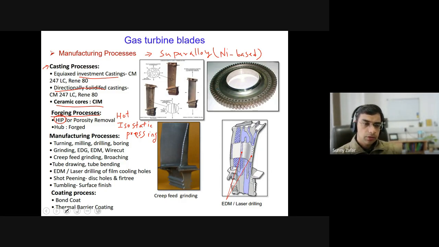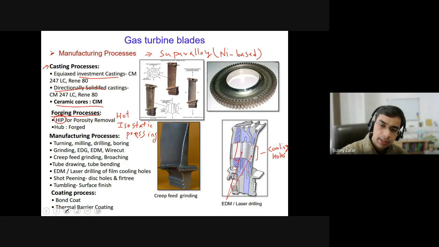Then going ahead to machining processes. Of course we need to make these holes for cooling, as shown here. Cooling holes and vanes. And the material we are dealing with now is super alloy.